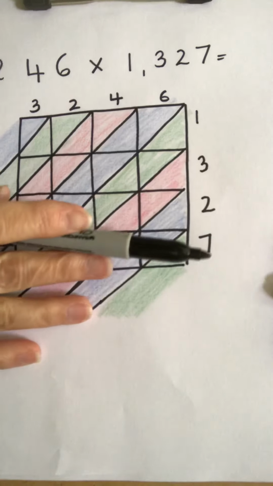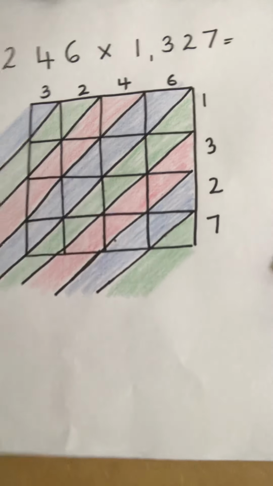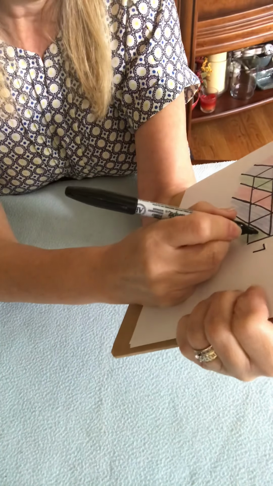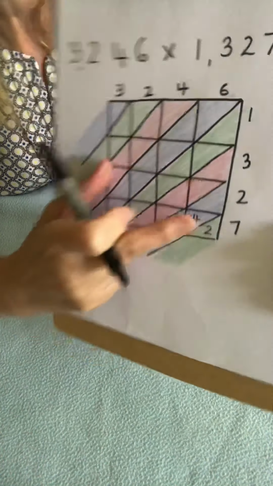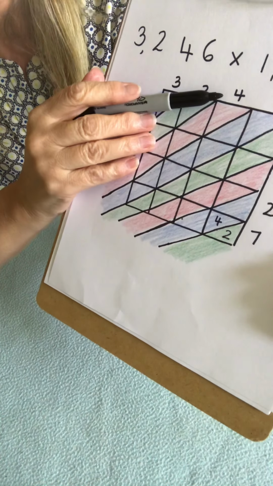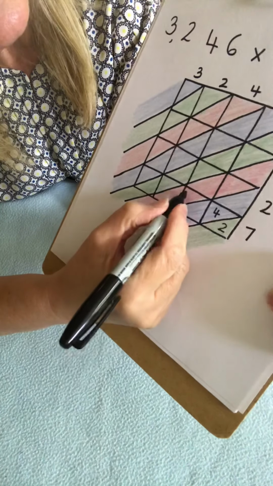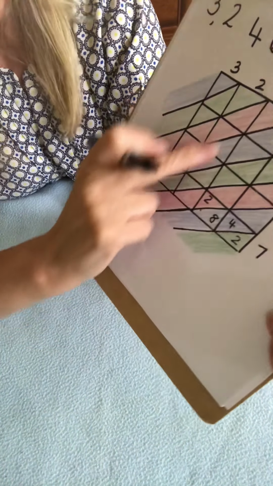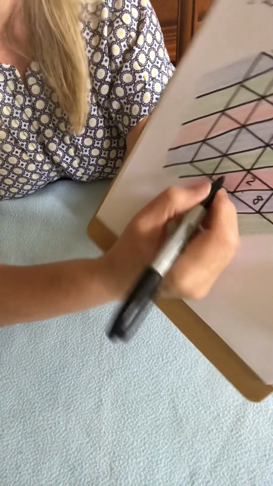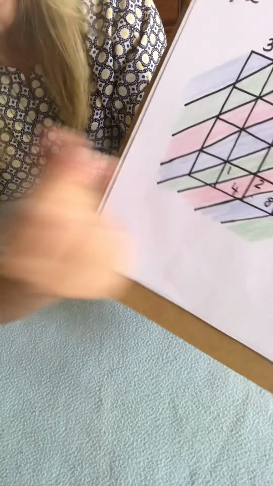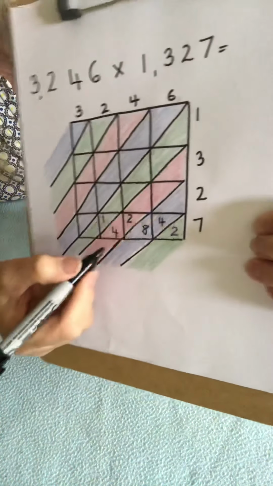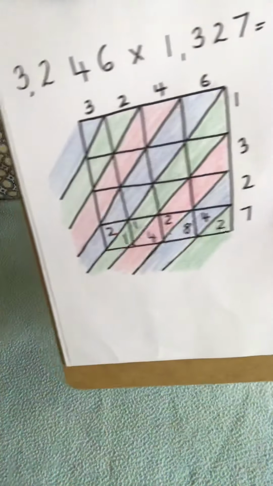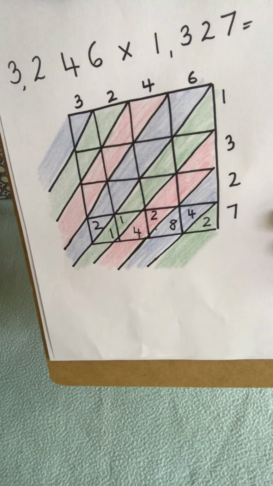Remember, we always start with our units. When we multiply by units, our answer starts in units. So it's 7 times 6, that's 42. So I'm writing my 2, carry over my 4. And then I'm doing 7 times 4, that's 28. So down here I'm going to write 8 and a 2. Then I have 7 times 2, and that's 14. So it'll be a 4 in here and a 1 in there. And then I have 7 times 3, and that's 21. So I'm going to put my 1 and my 2. Has everyone done that?